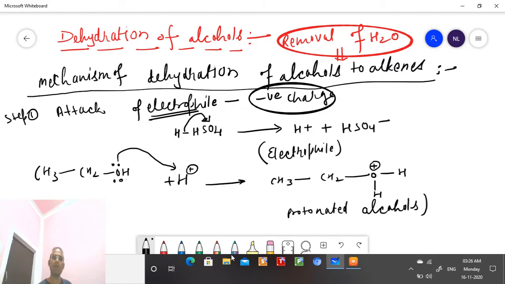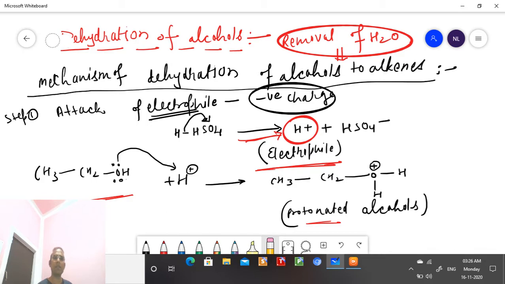So what you have to understand in this very first step is that two things are happening. First of all, you should know how to form the electrophile. While you are forming the electrophile, we have H2SO4, and we know that a strong acid gets ionized completely. That is why I mention here this irreversible line. So it is giving H+ ion plus HSO4-. This H+ ion is the positively charged electrophile. It is getting attacked by the alcohol molecule, ethyl alcohol, so it is giving protonated alcohol. Right?